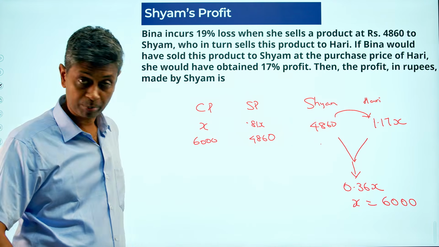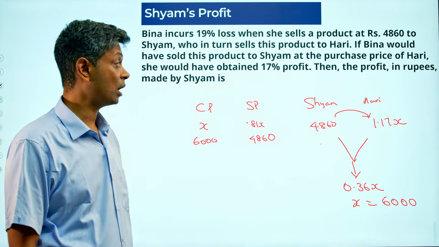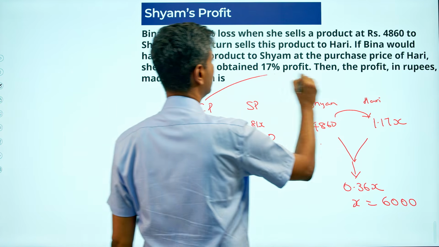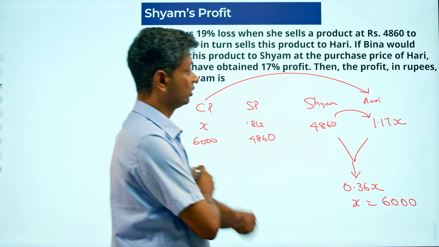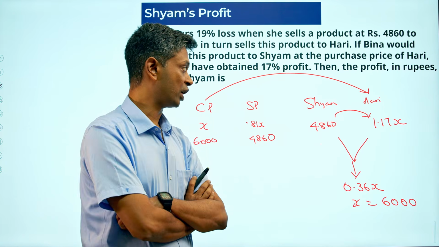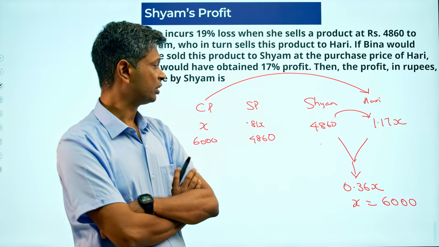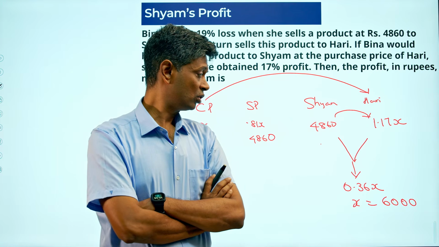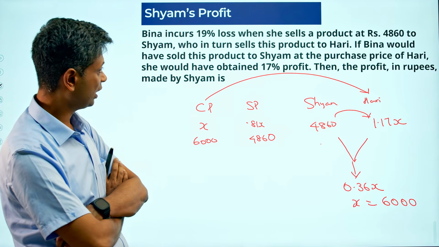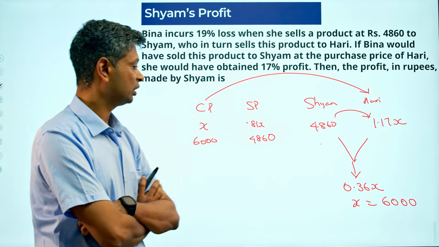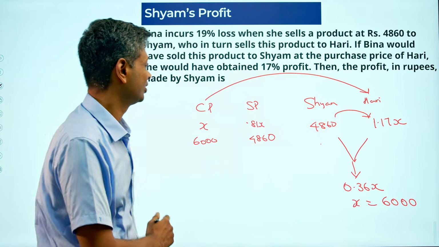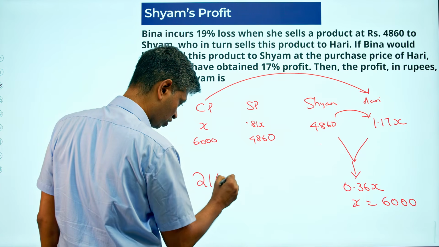Shyam's purchase price is 0.81x. Shyam's selling price is 1.17x. Because Bina, if she had sold directly to Hari at Hari's purchase point, if she had sold to Shyam, she would have made 17%. Or 36% of x is what we need to find. That's the profit that Shyam makes in rupees. X is 6,000. 36% of 6,000. 36 into 6 is 216. 6 cube, we know that. The answer is 2160.